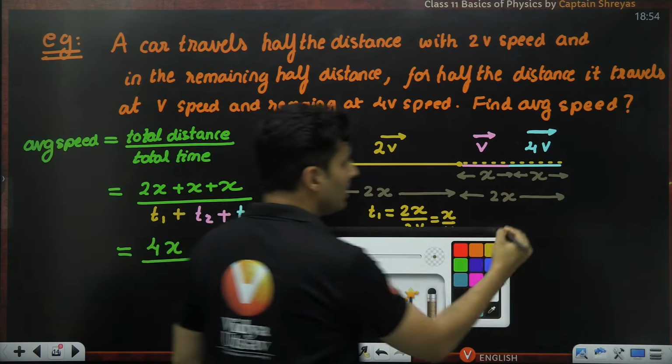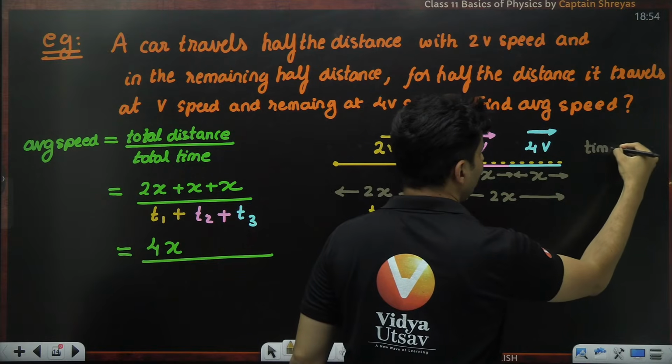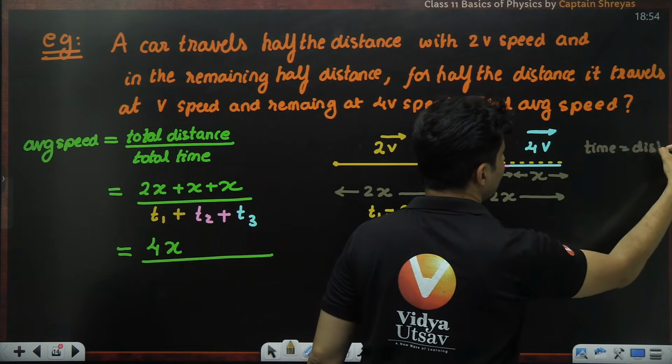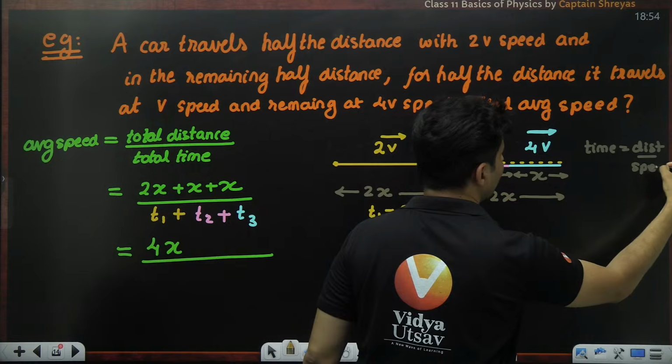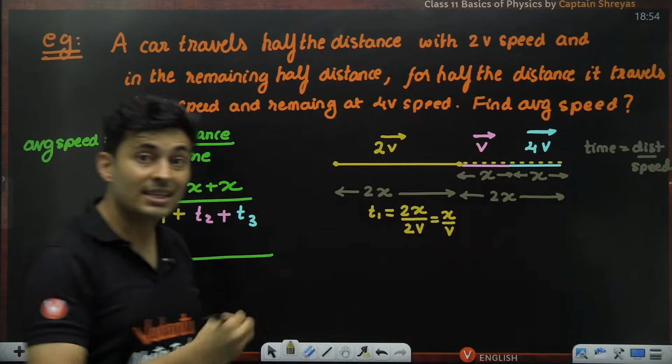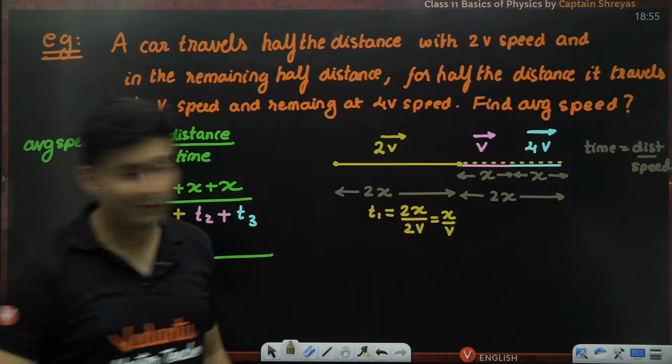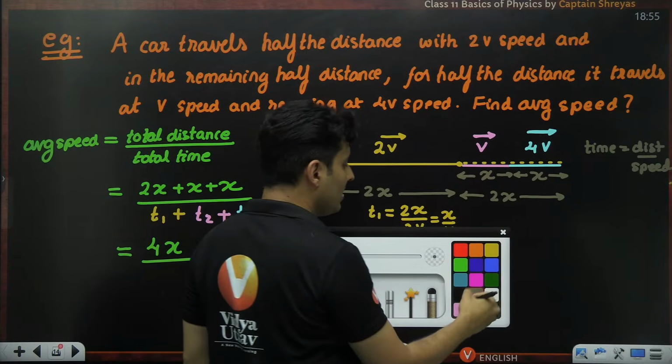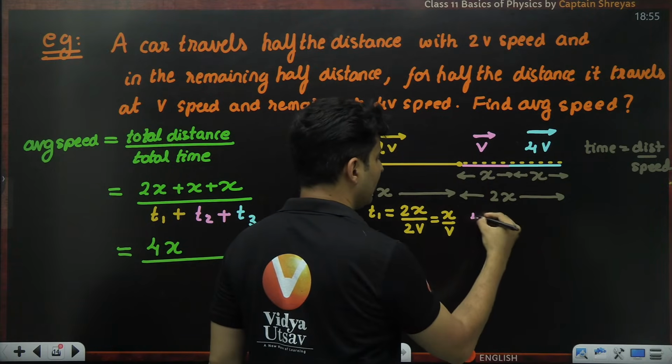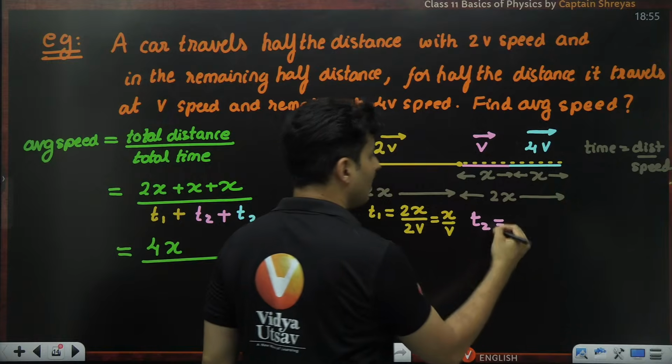Okay, everyone with me? Because time is distance divided by our speed. Time is nothing but distance divided by our speed. Very good. What about here? From here to here, what is the time taken? T2. Let's think about it.